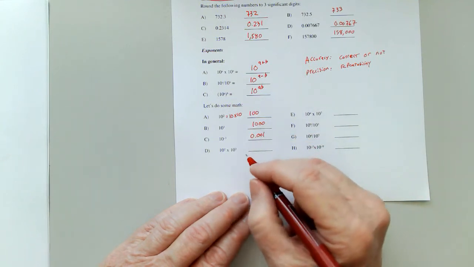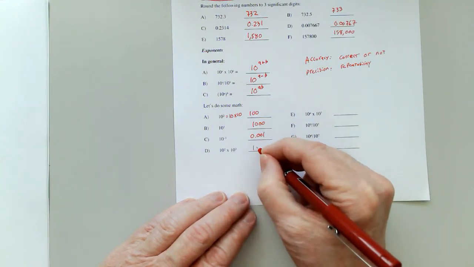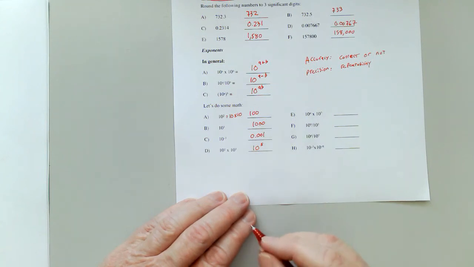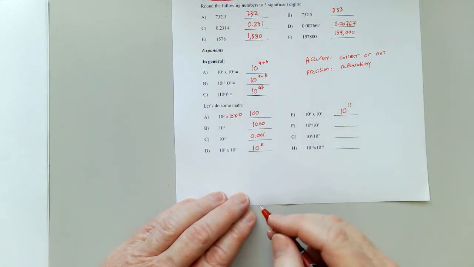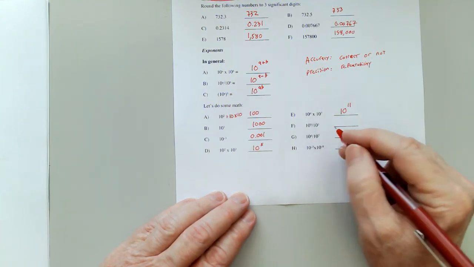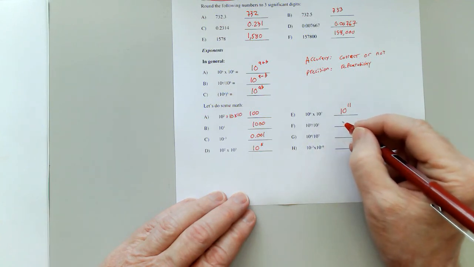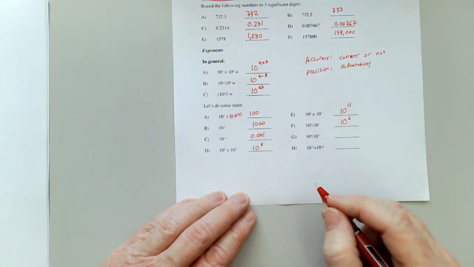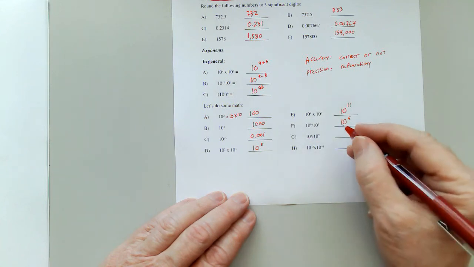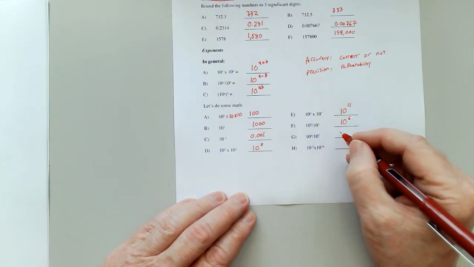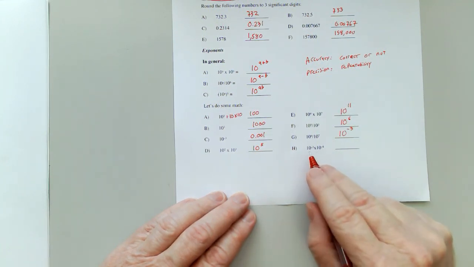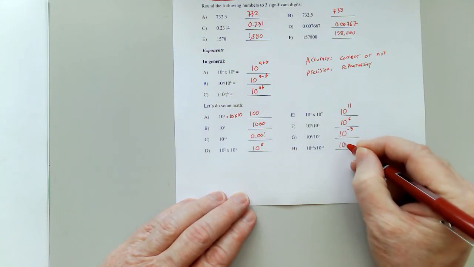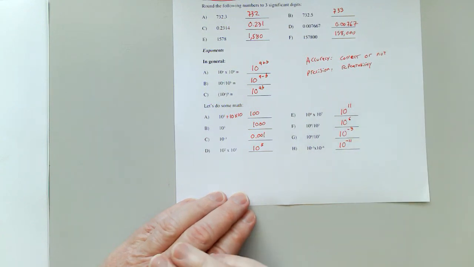10 to the second times 10 to the third, we're adding them together because it's multiplication. That's 10 to the fifth. 10 to the fourth times 10 to the seventh, we add them together. That's 10 to the 11th. 10 to the ninth divided by 10 to the 3, we do 9 minus 3, 10 to the 6th. 10 to the 4th divided by 10 to the 7th, 4 minus 7 is a negative 3, 10 to the negative 3. We're multiplying, so we add the exponents together, but they're both negative. Negative 3 plus negative 8 is 10 to the negative 11th.